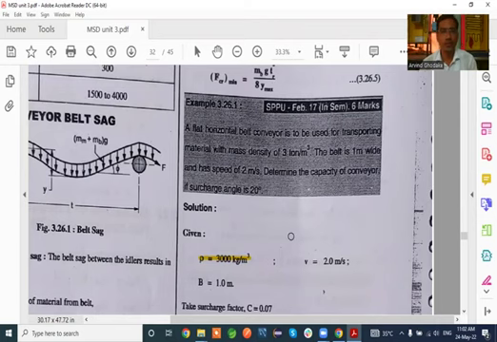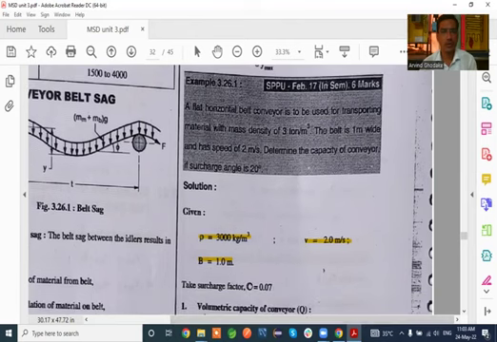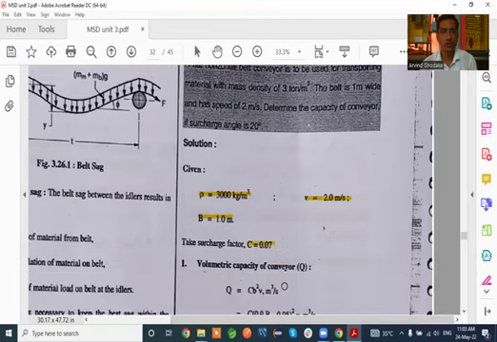Then the speed of the conveyor is 2 meter per second, V is equal to 2 meter per second. Then belt width is given as 1 meter, so B is equal to 1 meter. Then the surcharge factor for the surcharge angle 20 degree is considered as C is equal to 0.07.